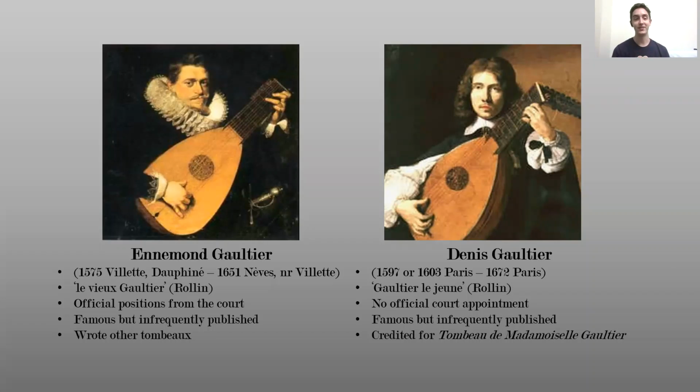Ennemond was born in 1575, while Denis was born either in 1597 or 1603. And Denis was born in Paris, while Ennemond was born outside of Paris and died outside of Paris. So Denis is called the Gaultier of Paris, or the younger Gaultier, while Ennemond is called the older Gaultier, or the Gaultier outside of Paris, essentially. Ennemond died in 1651, and Denis died in 1672.